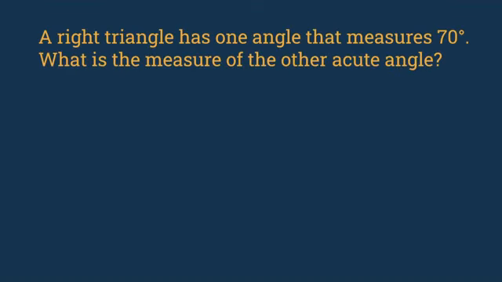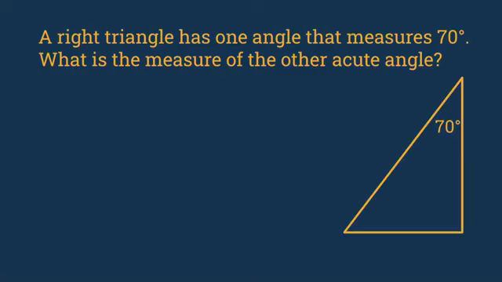In this example, we have a right triangle and one angle that measures 70 degrees. We are asked to find the measure of the other acute angle. A right triangle has a 90-degree angle, so we know that two of the angles are 90 degrees and 70 degrees. To find the other acute angle measure, we will use what we know about right triangles to write and solve an equation. Since the sum of the angles in a triangle must be 180 degrees, we can add the three angles and set them equal to 180 degrees.